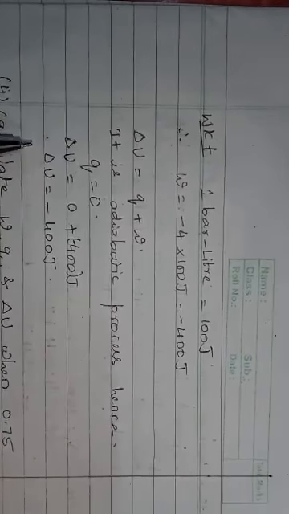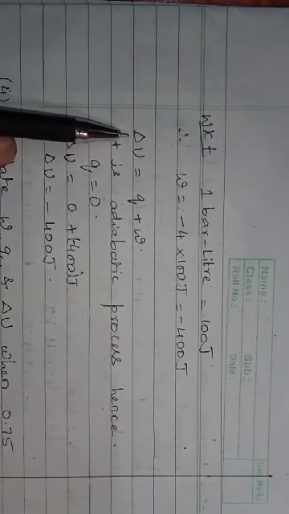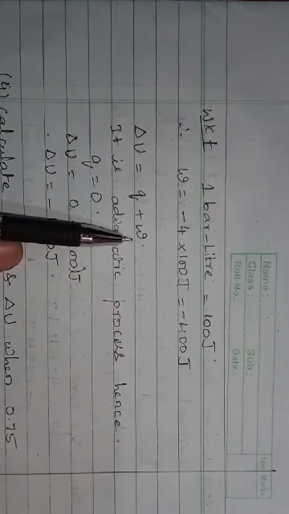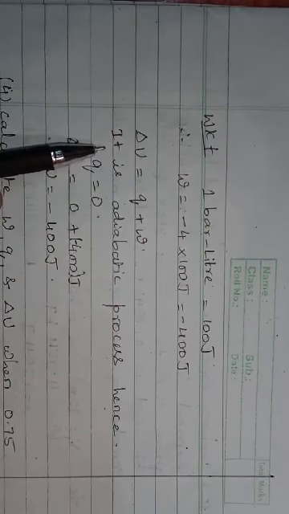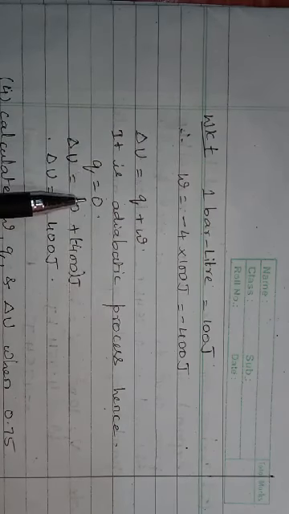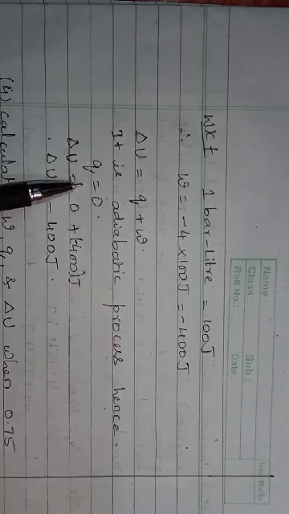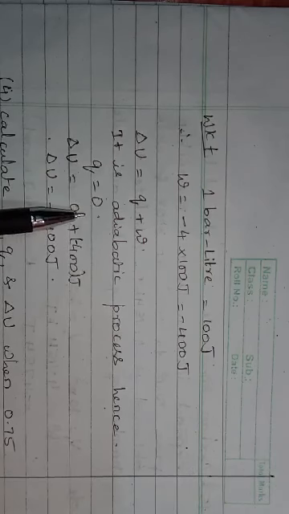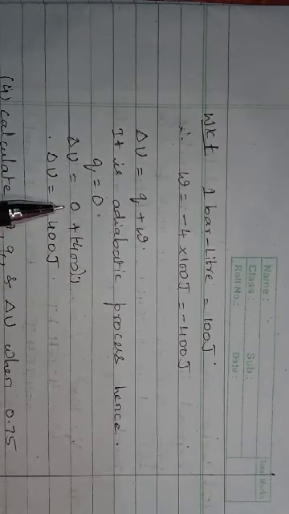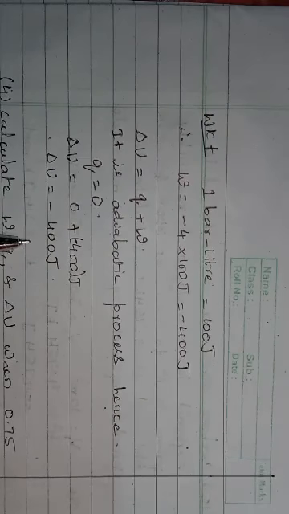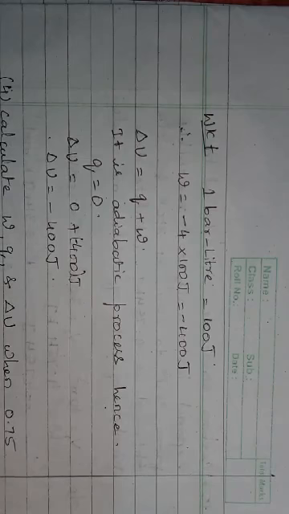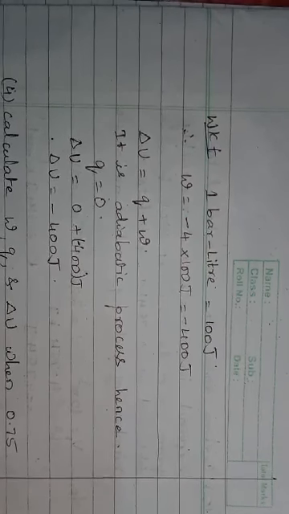Then they asked us to calculate delta U. So delta U is equal to Q plus W, according to the first law of thermodynamics, mathematical form. Already I told you the process is adiabatic, so Q is 0. In an adiabatic process there is no exchange of heat nor matter with the surroundings, so Q is 0. So in place of Q we substitute 0, and W is minus 400 joules. So the change in internal energy equals minus 400 joules. I think you understood. Next, fourth problem.